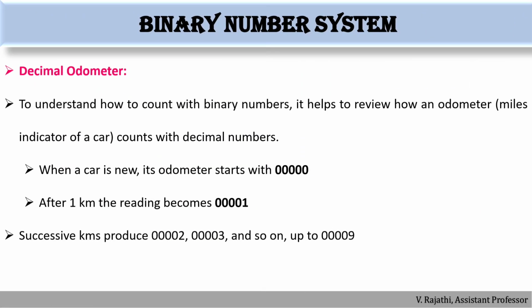First, we discuss what a decimal odometer is. To understand how to count in binary, it helps to review how an odometer works. For example, the odometer in a car counts with decimal numbers. When the car is new, the odometer starts at 000. After 1 kilometer, the reading becomes 001. Successive kilometers produce 2, 3, up to 9. This is the working process of the decimal odometer.